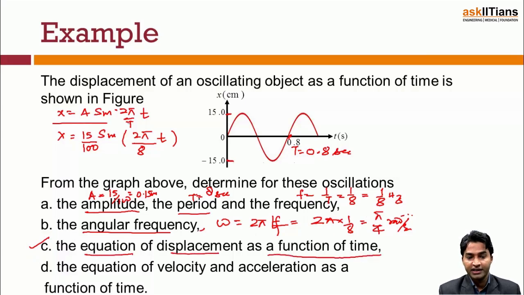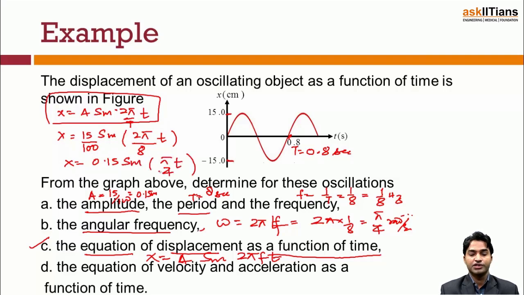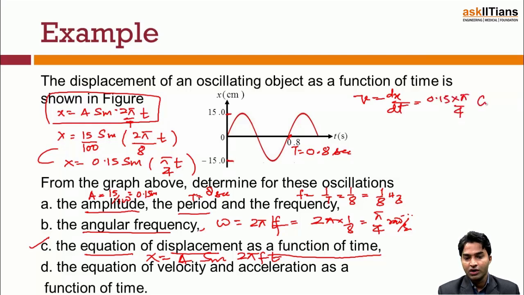So already we calculated that x is equal to a sine of 2 pi into frequency into time t, that is, we can say x is equal to 0.15 sine of pi by 4 into time t. So it is the equation of displacement. Equation of velocity, we would like to differentiate. So v equal to dx upon dt, on differentiating we are getting 0.15 multiplied by pi by 4 into cos of pi by 4 into time t. So it is the equation of the velocity.